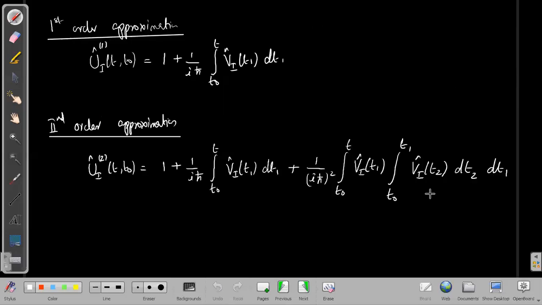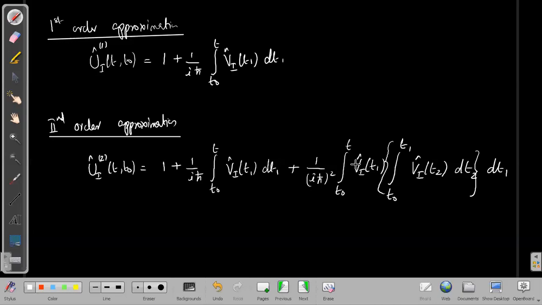And what would be the third order approximation term? Can you guess? Okay, obviously you can guess it. Apart from these three terms, there will be the next term, 1 by (iħ) cubed integral t0 to t V_I(t1) integral t0 to t1 V_I(t2) integral t0 to t2 V_I(t3), then integration dt3 dt2 dt1. Okay, if you want that bracket, we can put it.